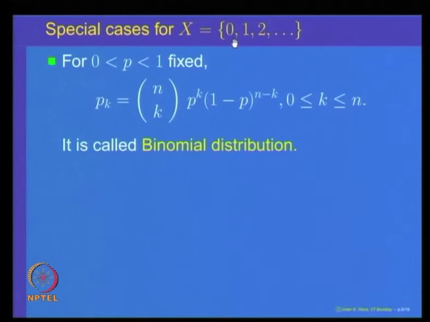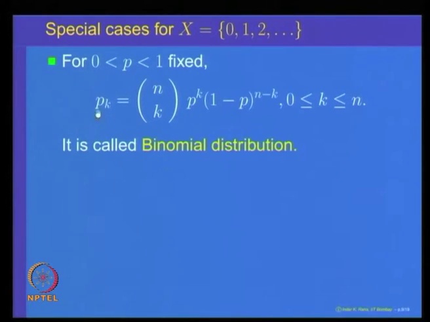A very special case which plays an important role in the theory of probability is the following. X is the set of the numbers 0, 1, 2 and so on. Let us fix any number p which is between 0 and 1 and define p k to be equal to n choose k, this is the binomial coefficient, times p to the power k times 1 minus p raised to the power n minus k, for k between 0 and n. This is called the binomial distribution because of the binomial coefficient appearing in the definition of p k. And it is quite easy to check that the summation of these p k's is equal to 1.